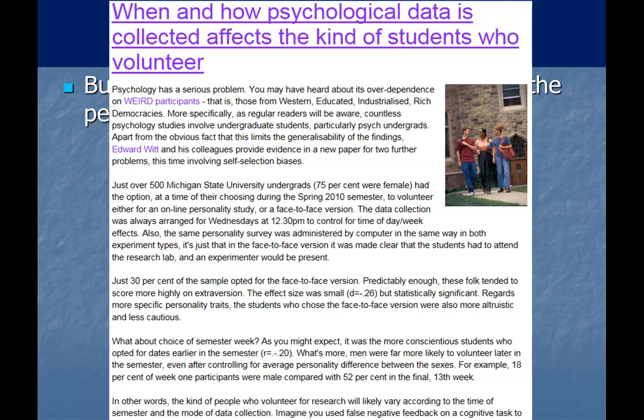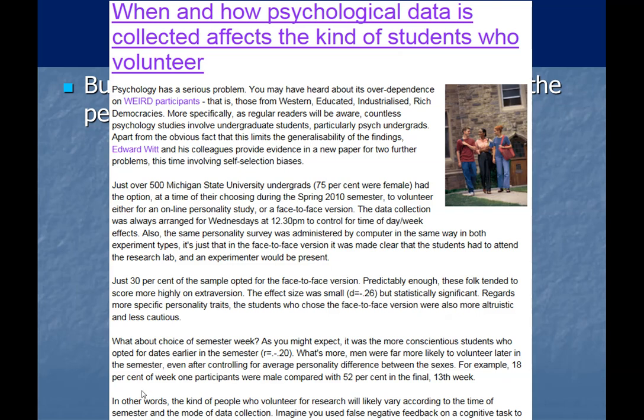And that means any results, not just for personality stuff, but any results where people come in and do a lab study, may be from a sample that overrepresents extroverted people, and so it may not apply to everyone else who wouldn't have come in and done that study in the first place.